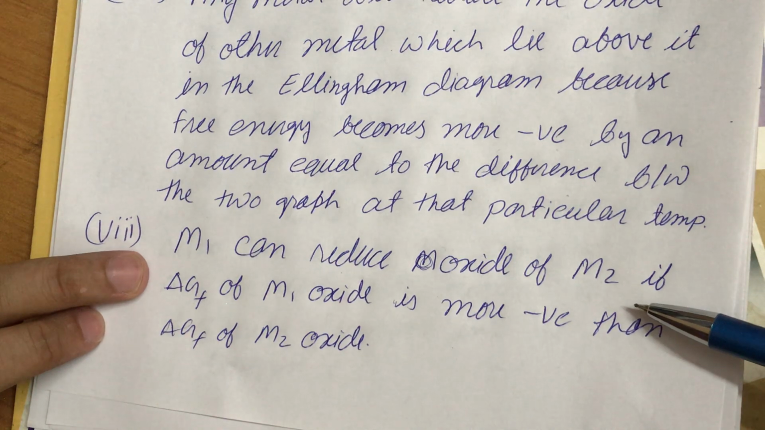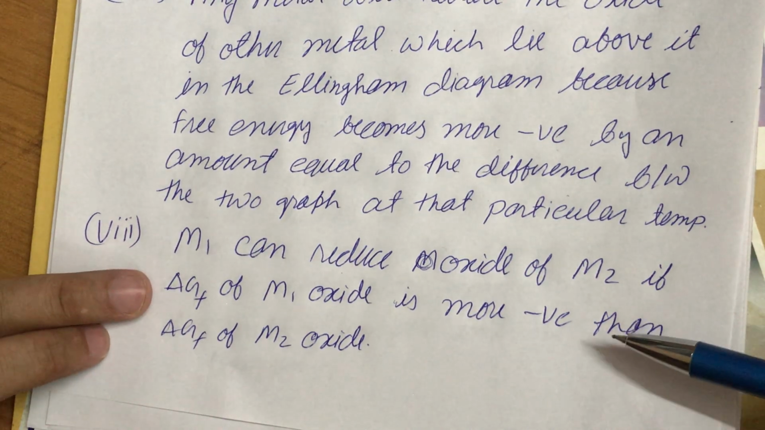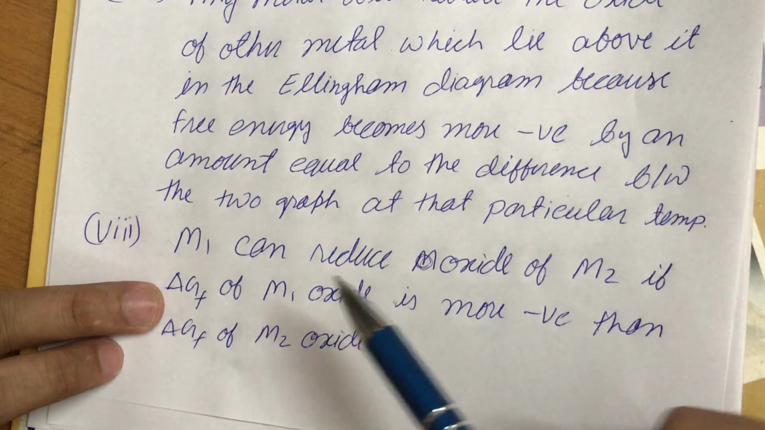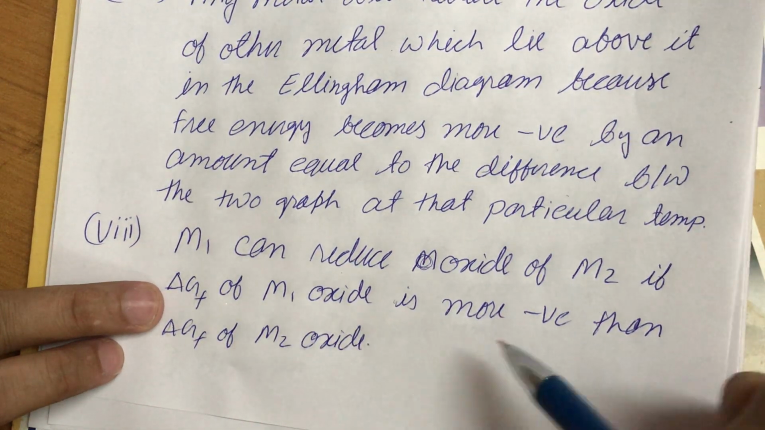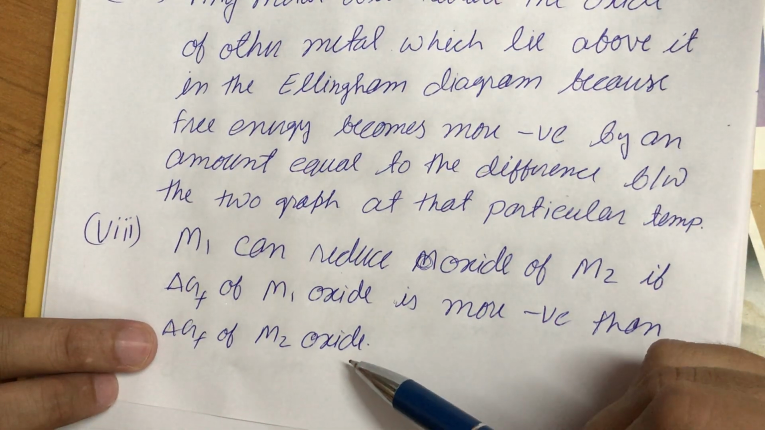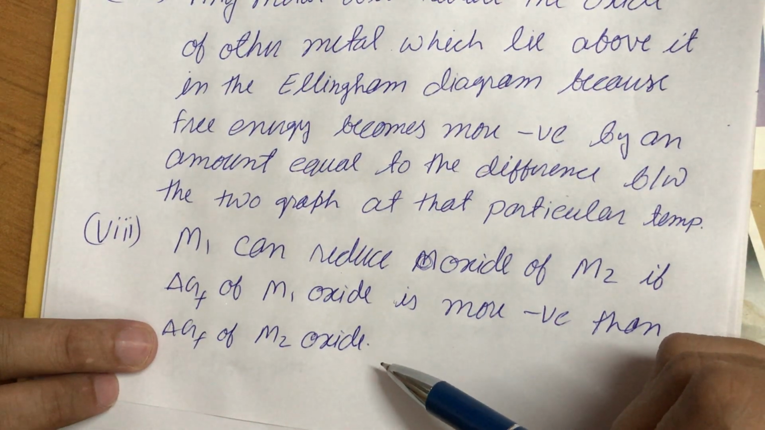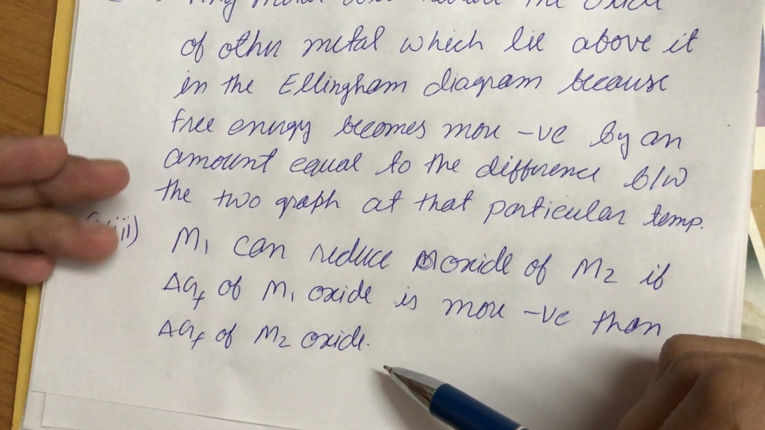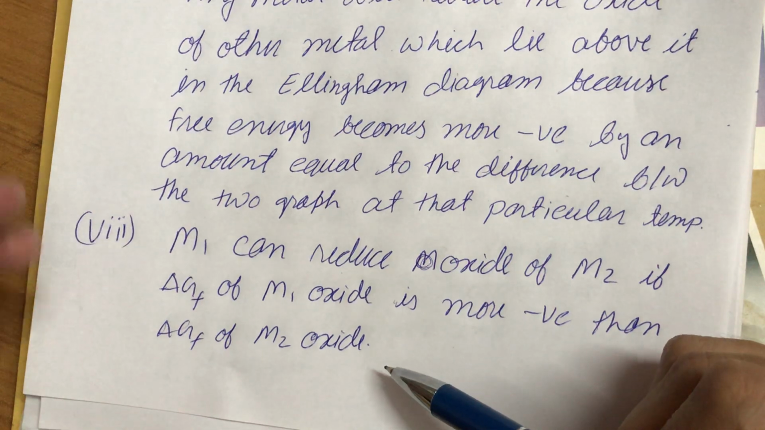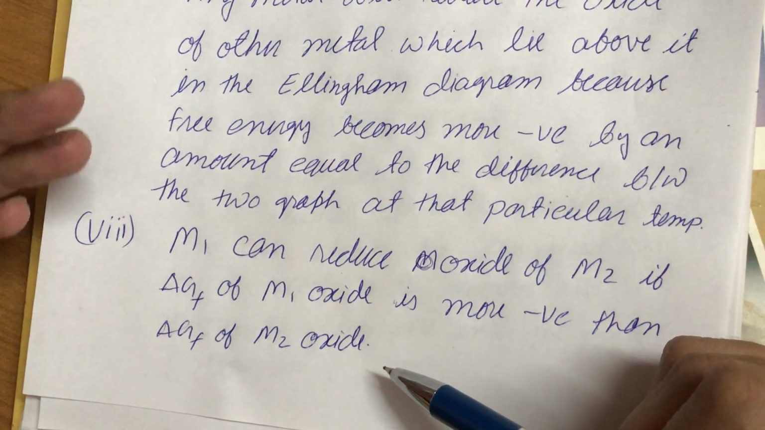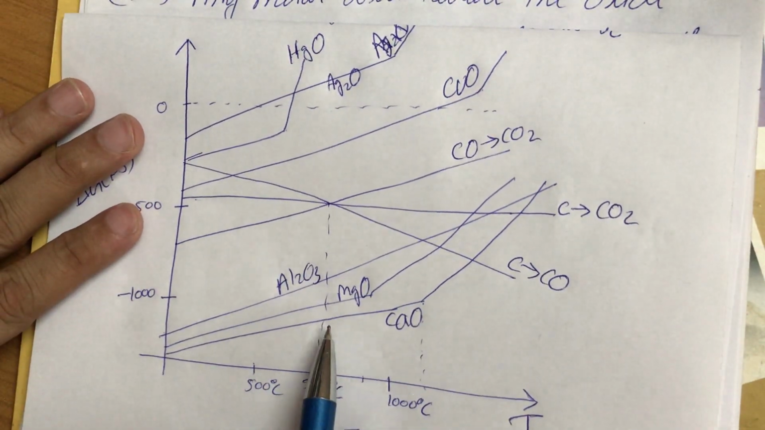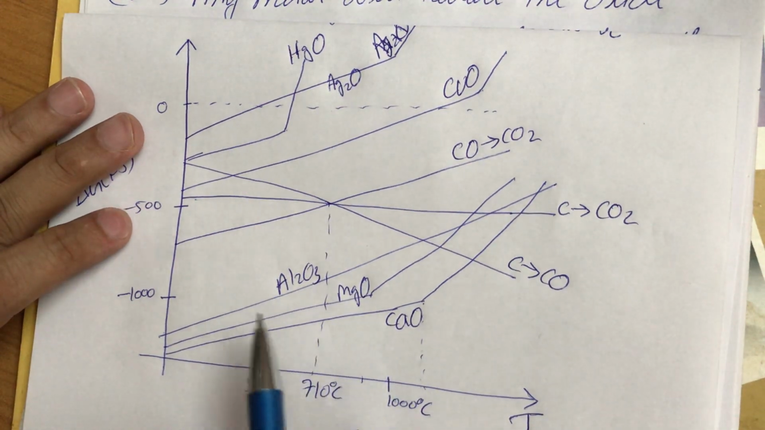So basically, metal M1 can reduce the oxide of M2 if the delta G of formation of the M1 oxide is more negative than the delta G of formation of the M2 oxide. If any metal has a more negative delta G of formation in comparison to another, then it can undergo oxidation and it can reduce the oxide of the other metal. So any metal which is present below in the Ellingham diagram has a more negative delta G, so it can reduce the other.